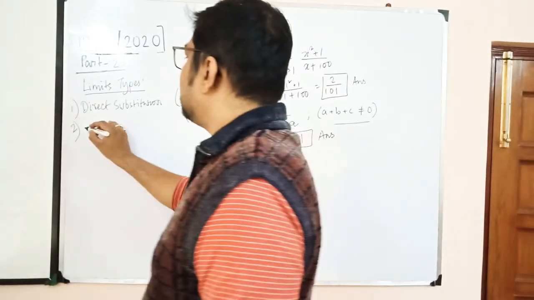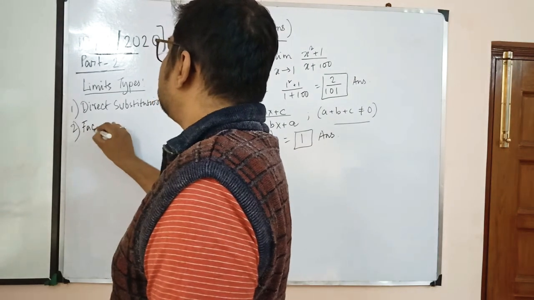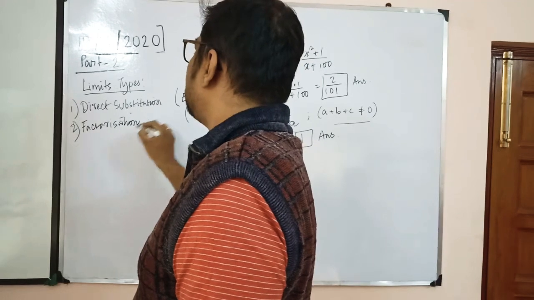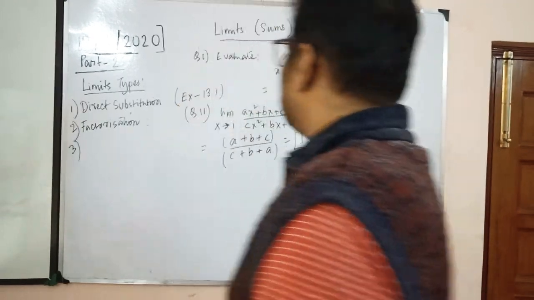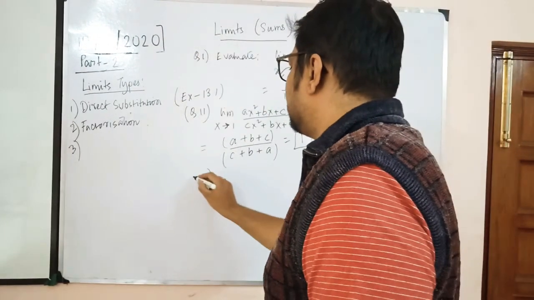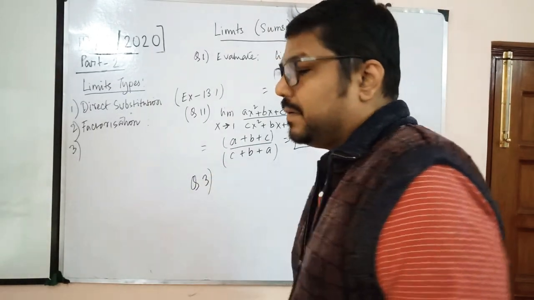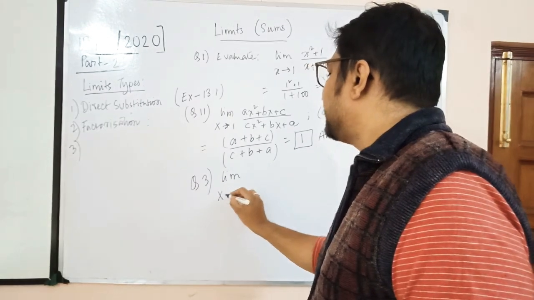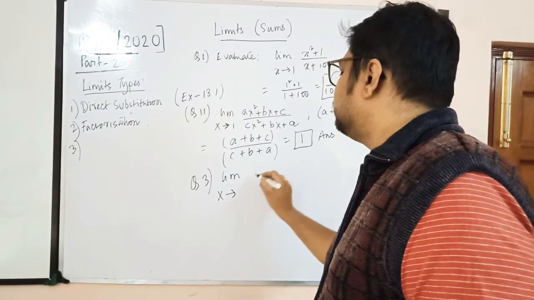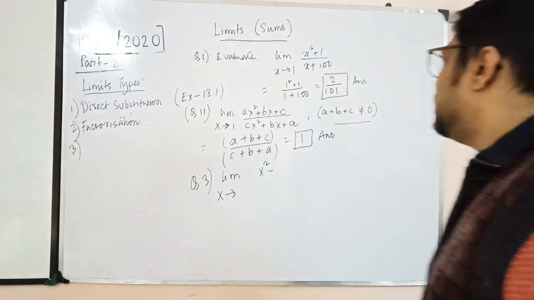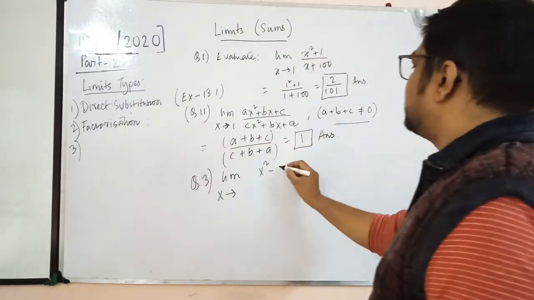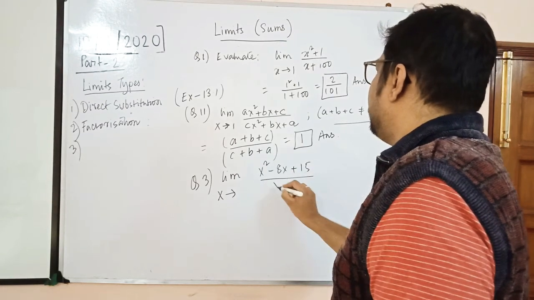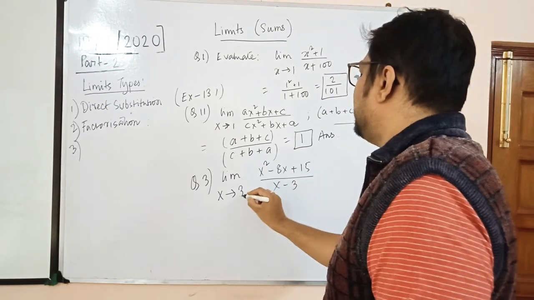Next we will discuss a type which is called factorization. So I will write a sum before that just to describe the thing. Okay. So if I take a very easy sum, say like limit of (x square minus 8x plus 15) by (x minus 3) and x tends to 3.